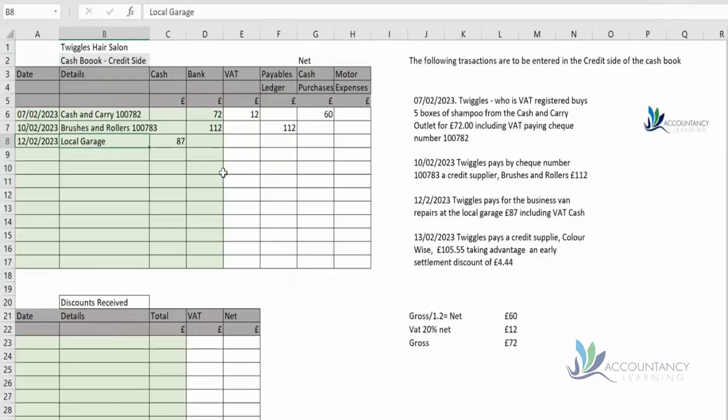Now we need to analyse the expense. Now remember, this is the first time this transaction has hit the books of prime entry. So divide by 1.2 to give us our net value of £72.50. Remember, these are motor expenses. And then we can multiply that by 0.2 to give us our VAT element of £14.50. Total those up and they will come to £87 as a cheque.